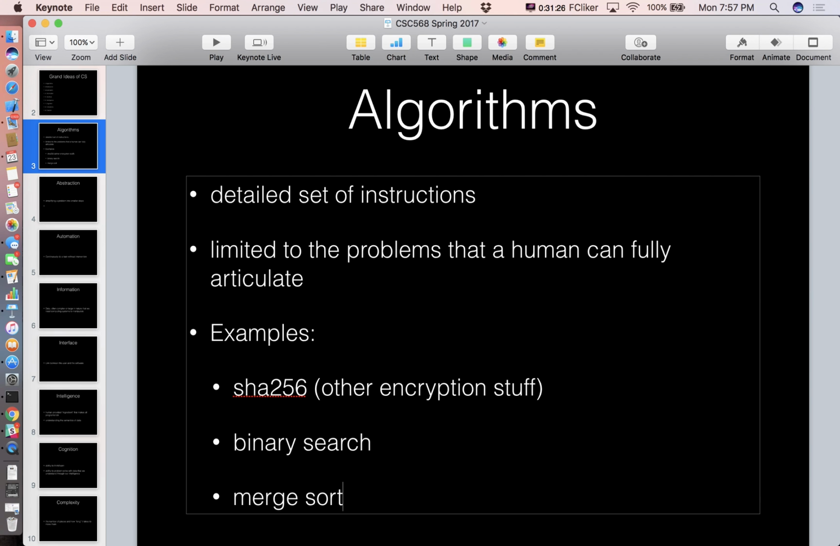Does that make sense? Every one of those took the grand ideas of computer science to come to that conclusion. So what we're zeroing in on is something that falls into the category. With any of these, with merge sort, there's certainly abstraction, there are all these other things, but we're focusing in on the nature that this is an algorithm. It's an example of an algorithm.